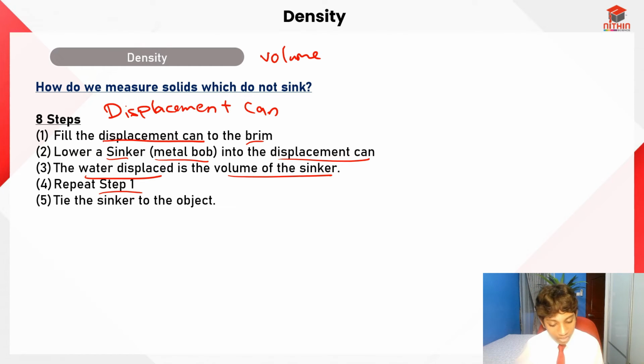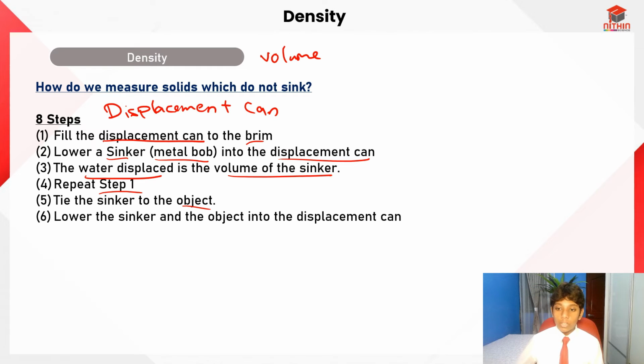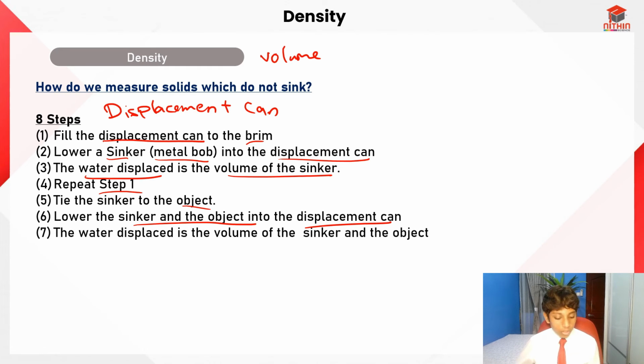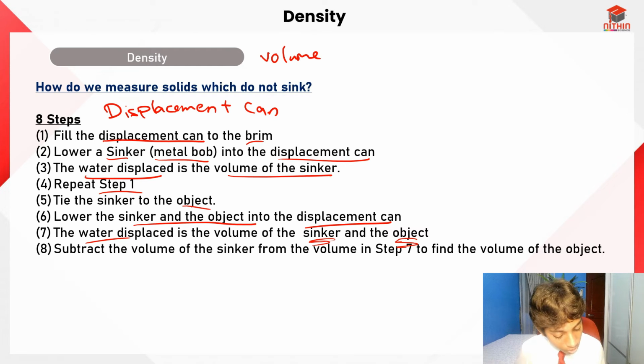Okay, we tie the sinker to the object, and we lower the sinker and the object into the displacement can. So in the 7th step, the water displaced is the volume of the sinker and the object. So what we do is take that volume minus the sinker's volume in order to find the object's volume. Subtract the volume of the sinker from the volume in step 7, meaning the sinker and object, to find the volume of the actual object.